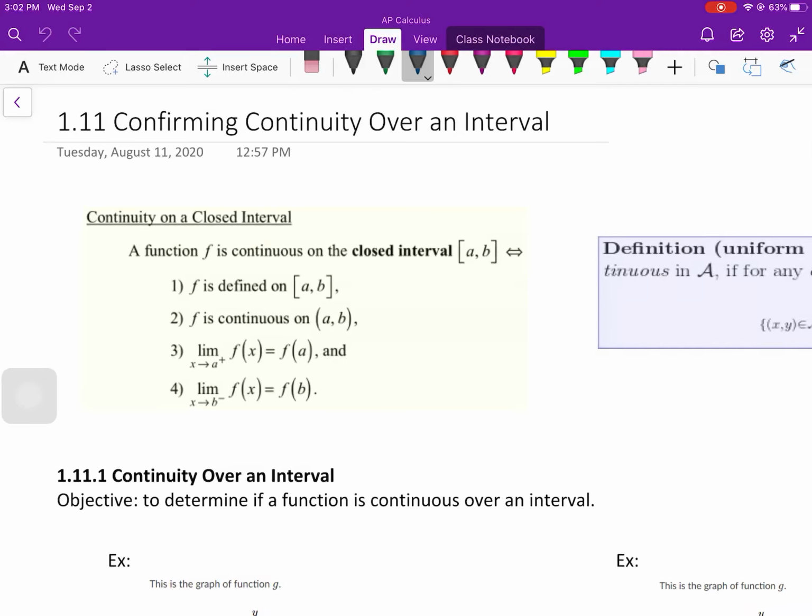So looking at continuity, no longer at a point but an entire interval, is what we're doing in this lesson. I included this right here because of the endpoints on the closed interval. The endpoints have always kind of confused me a bit, but this will really help walk you through that.